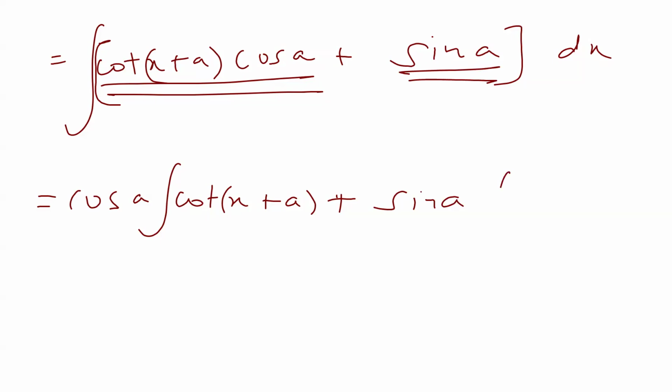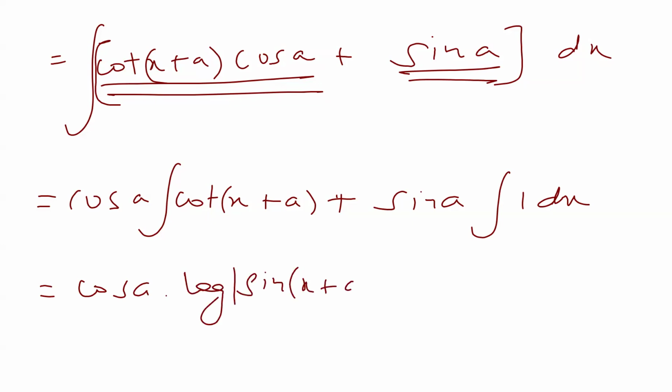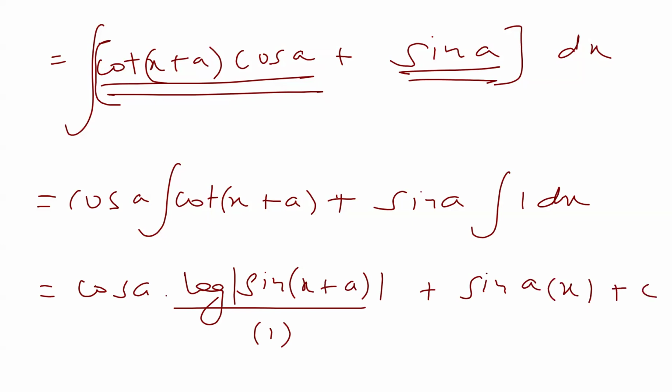Sin a times the integration of 1 dx. Cos a and sin a are constants. So this is log mod sin(x plus a) upon d by dx of (x plus a), which is 1, plus sin a into x plus c.